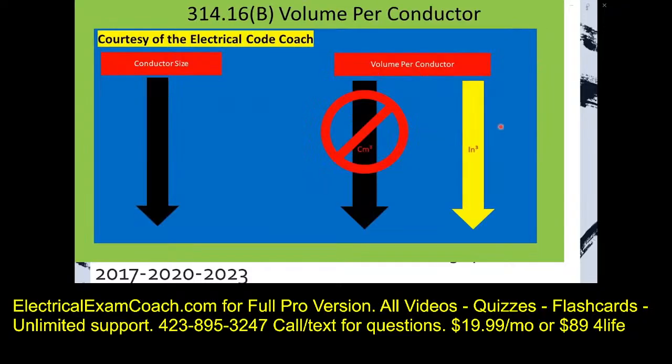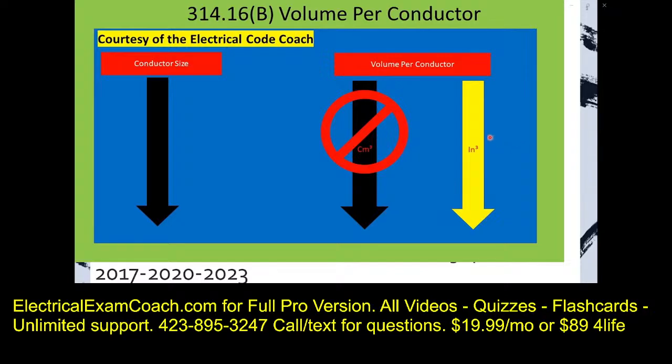Now let's look at the second table that we're going to be dealing with for box fill. And it's right below there. It's 314.16b, and this one's very simple to understand. On the left-hand side is our conductor size, and on the far right-hand side is going to be our cubic inch volume. Every box can only handle so many wires and devices, and that's what we're going to learn in this lesson here today. Each box has so many cubic inches that you can fill, and each conductor and device takes up so many cubic inches of that box.